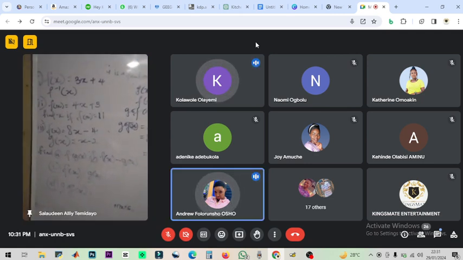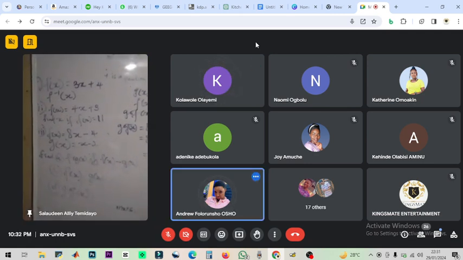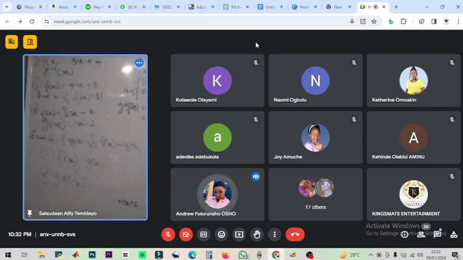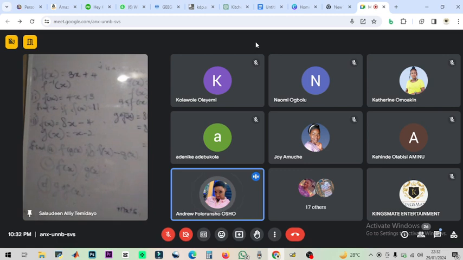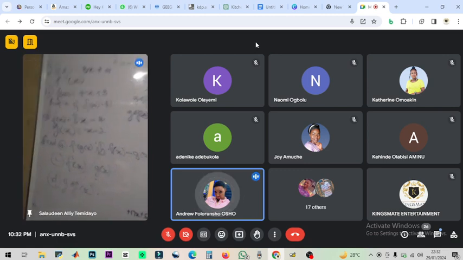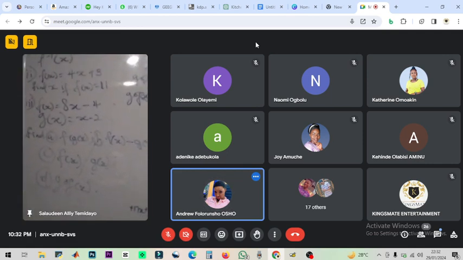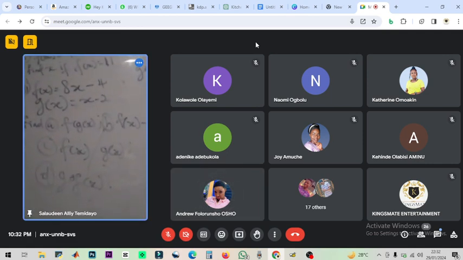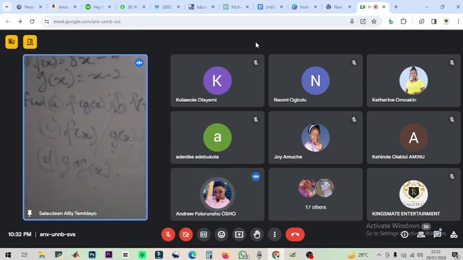This last one, they are not clear. I think it's the marker you use. It's not clear. The last one is g of x.